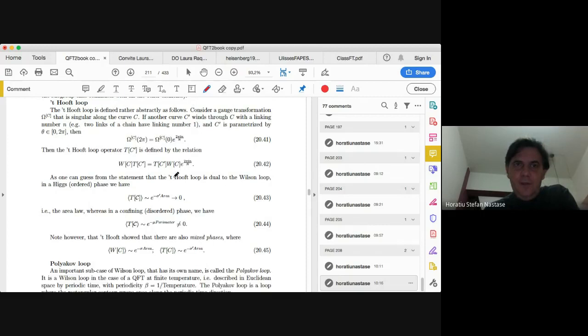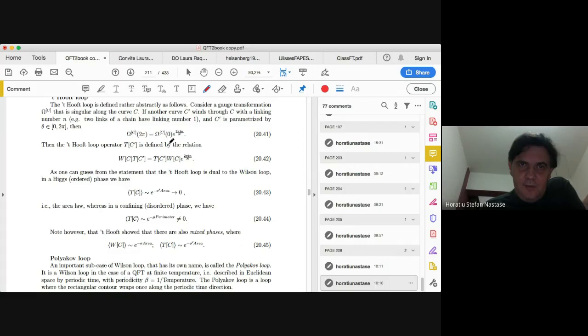Then, let's assume this is true. Then the 't Hooft loop operator T(C') is defined by the relation: Wilson loop of C, 't Hooft loop of C' is equal to 't Hooft loop of C', Wilson loop of C times the exponent of the same thing, 2πi times the linking number n of C with C', divided by the N of SU(N).